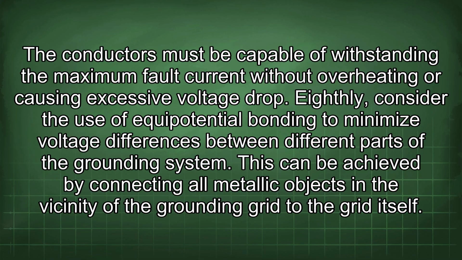Eighthly, consider the use of equipotential bonding to minimize voltage differences between different parts of the grounding system. This can be achieved by connecting all metallic objects in the vicinity of the grounding grid to the grid itself.